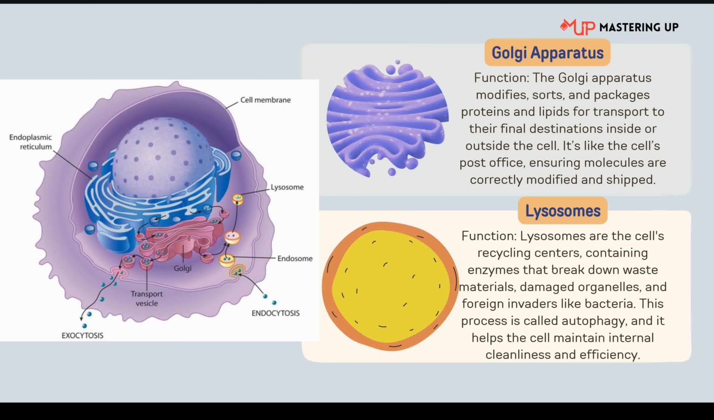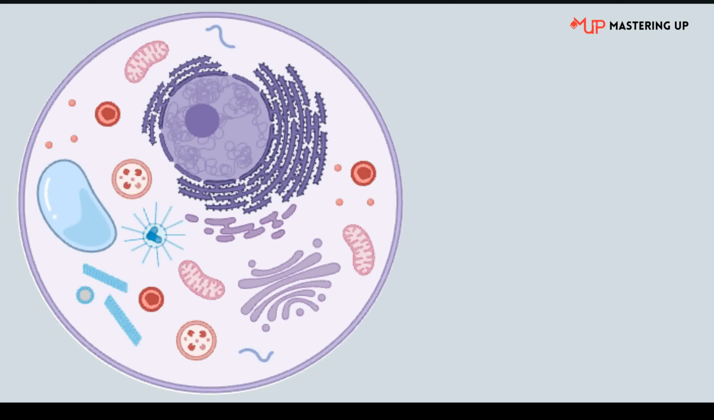Lysosomes, which are mainly in animal cells, are the cell's recycling centers, containing enzymes that break down waste materials and damaged organelles, and also foreign invaders like bacteria are broken down by these enzymes. This process is called autophagy and it helps the cell maintain internal cleanliness and efficiency. Now, these are some of the key organelles which help in cell function.